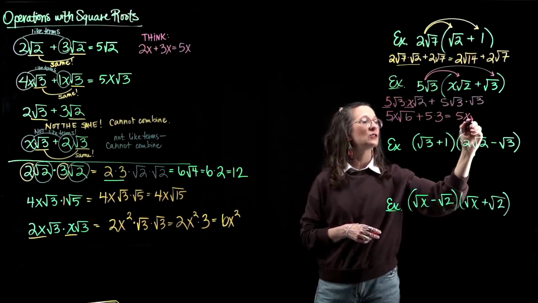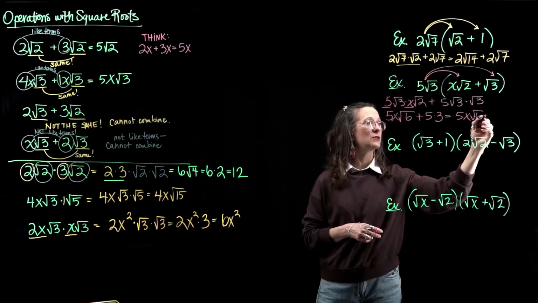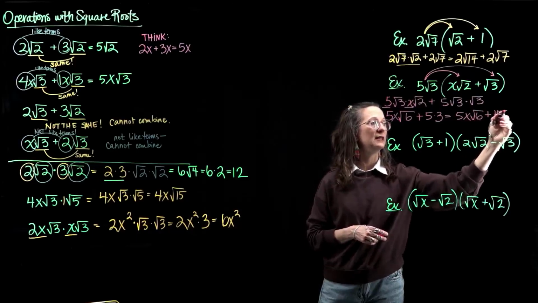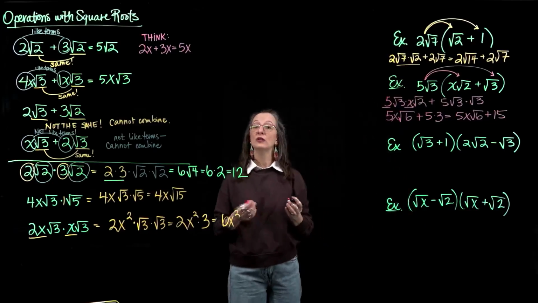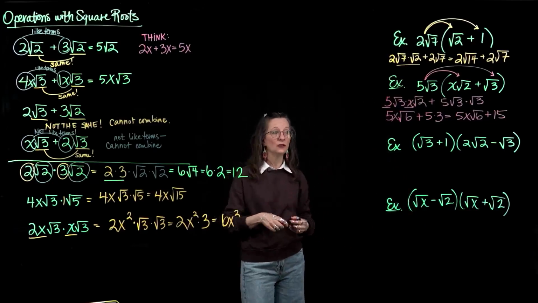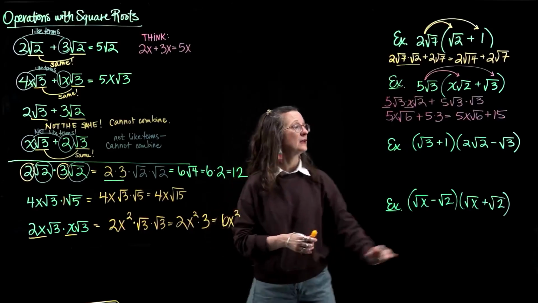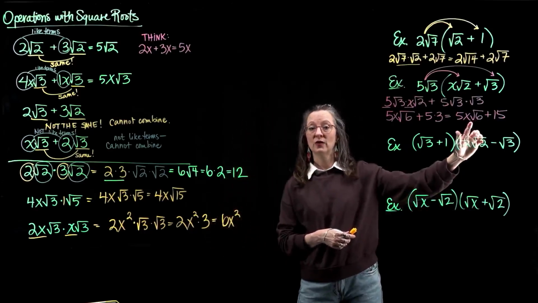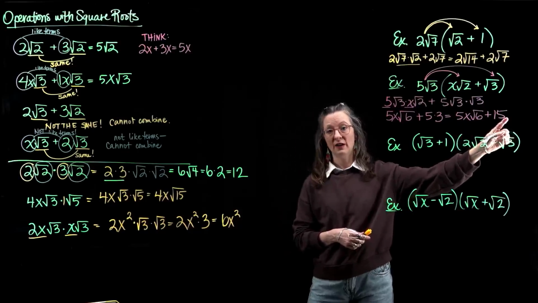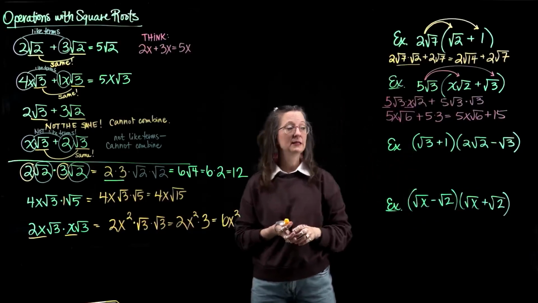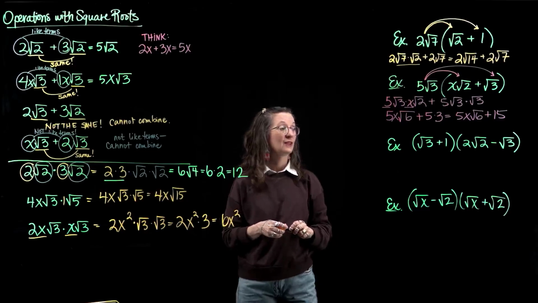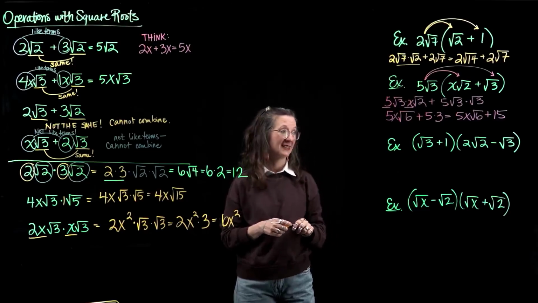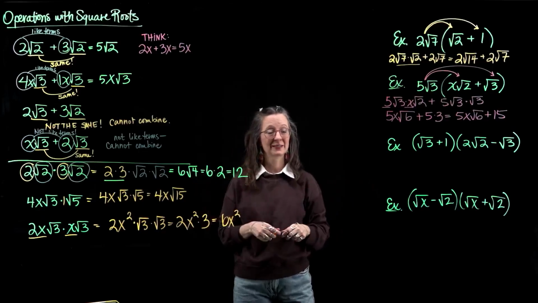So my final answer would be 5x square root of 6 plus 15. Now notice I can't combine those any further because this term has a square root of 6, this one does not. So they cannot be combined together. That is our final answer. It's not cute, but that's what it is.